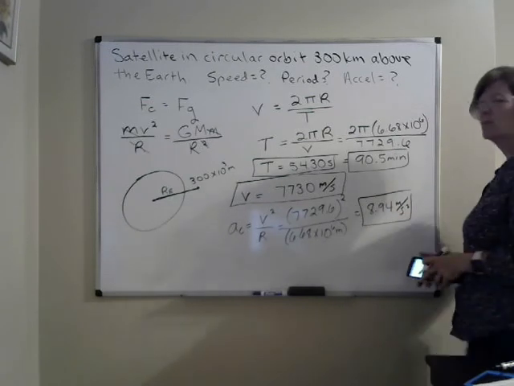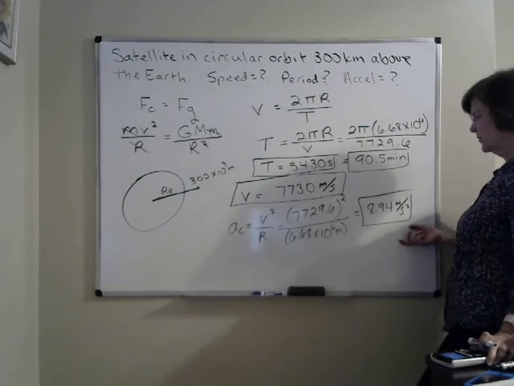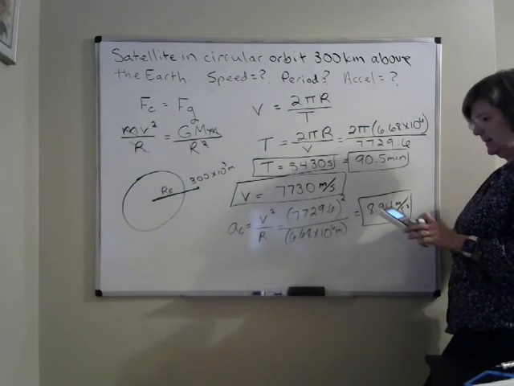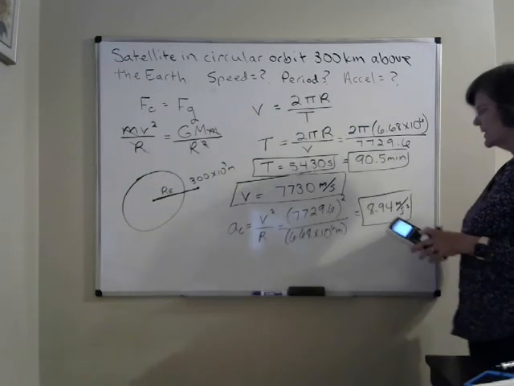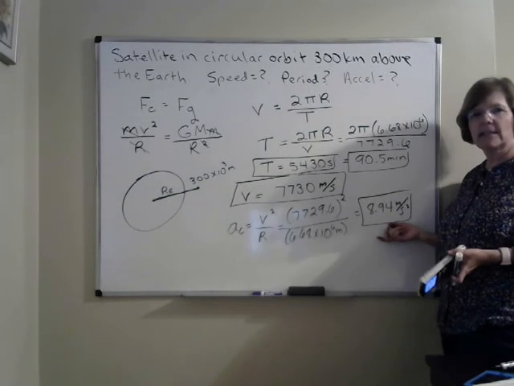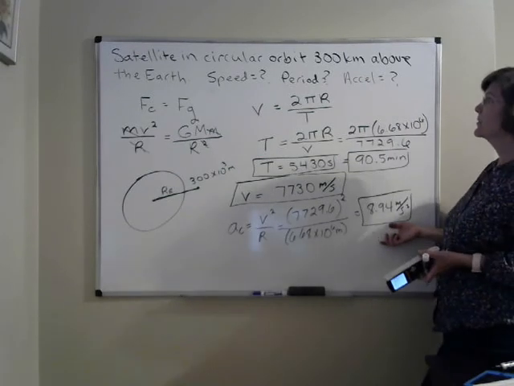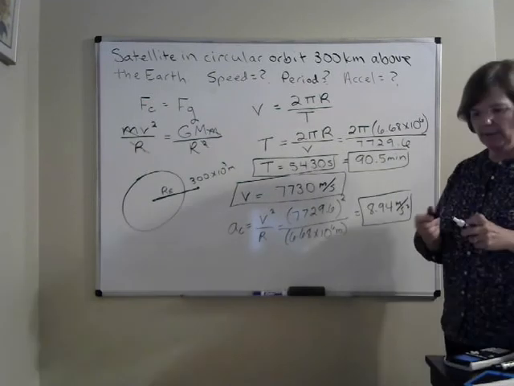Oh, that seems really reasonable. The acceleration on the surface of the Earth is 9.8. This is about 91% of the acceleration. We're 300 kilometers above the surface of the Earth. That's right in line with our other problems.